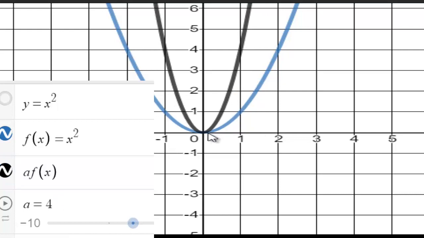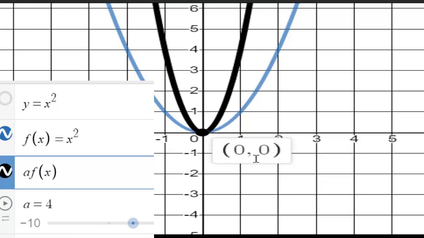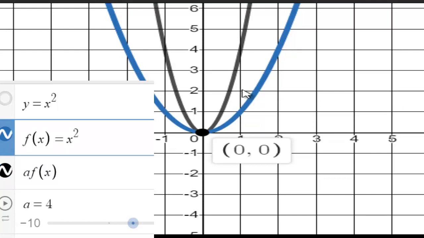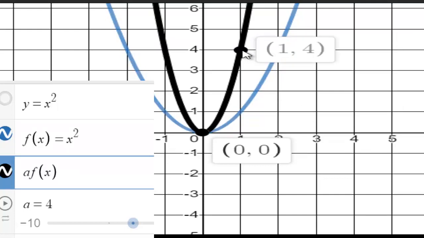The only one that doesn't move is the vertex, and that's because we're timesing the y value by the a value. Over here it's 4, but 0 times 4 does not change its position, so it stays right there, but everything else gets 4 times bigger. So the dot that was here at 1, 1 is now up here at 1, 4.